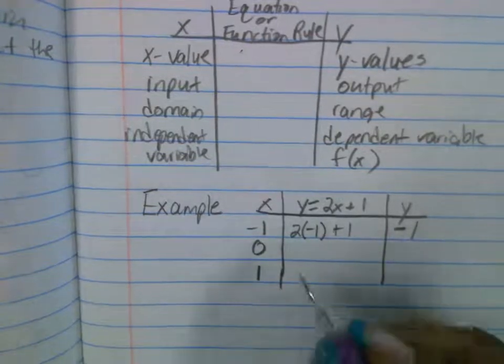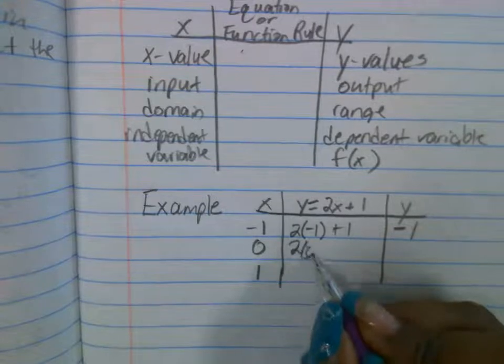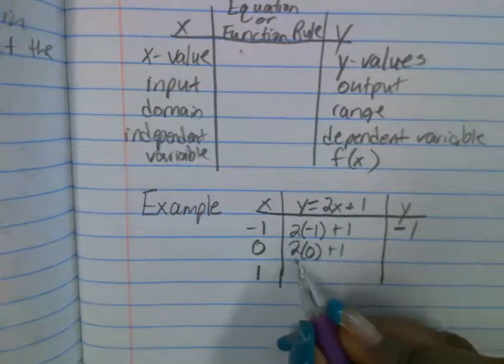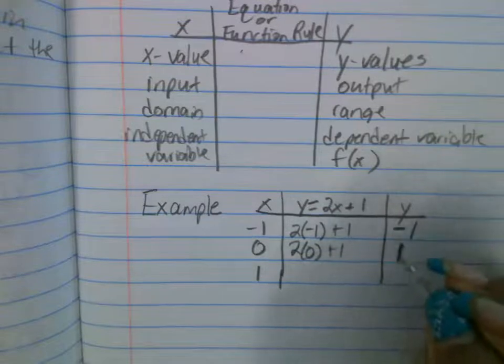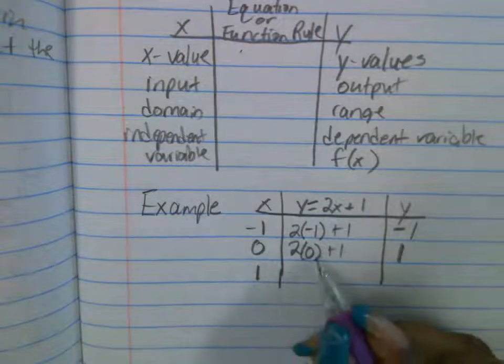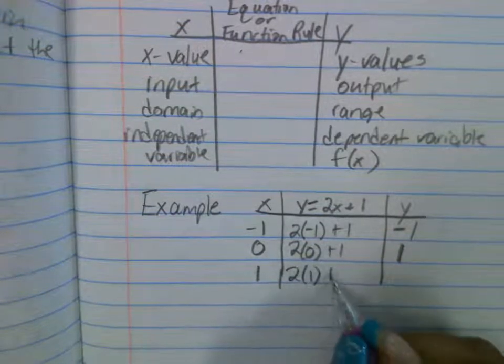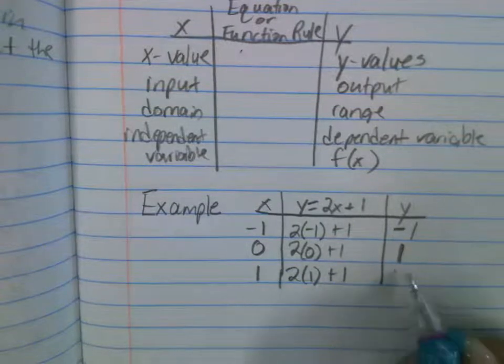Okay, now we're going to plug in 0. 2 times 0 plus 1. 2 times 0 is 0. 0 plus 1 is just going to be 1. Now we're going to plug in 1. 2 times 1 plus 1. This is 2 plus 1, which is 3.